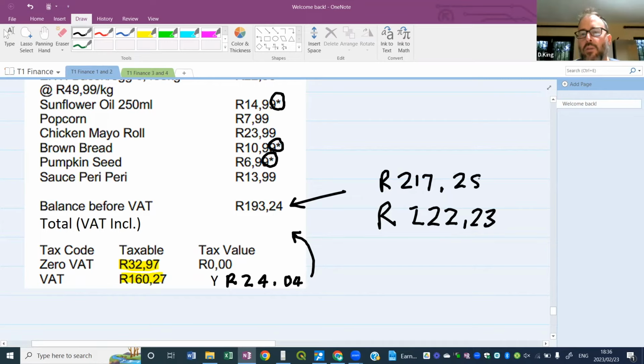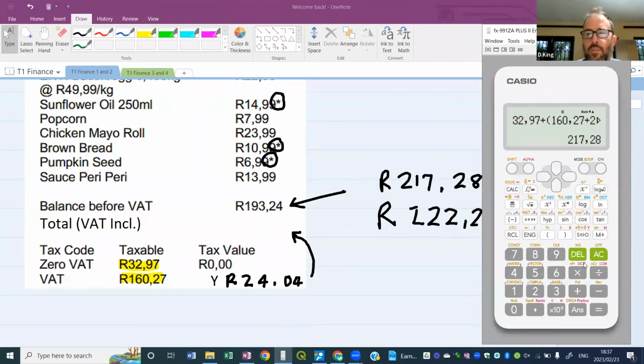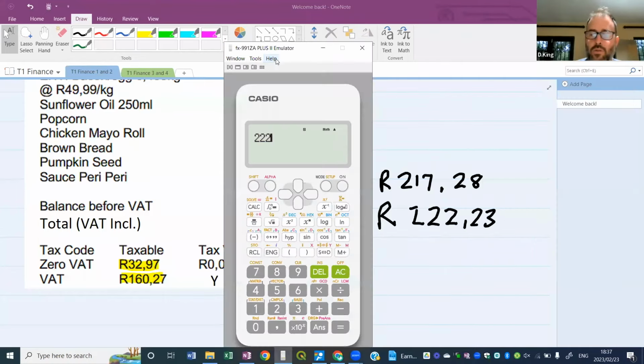So how much more or how much less are we paying because of this plan that our government had to make basic foodstuff zero VAT items? So how much did we save on this shopping list because of zero VAT rated items? So let's do a calculation here. 222.23 subtract 217.28, and we saved 4.95, which is not much.